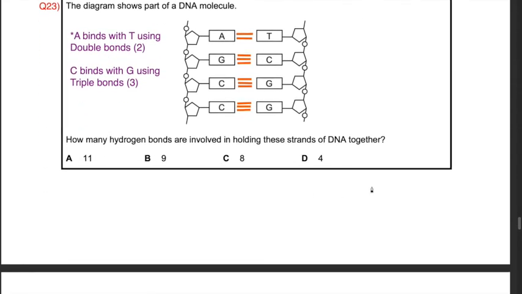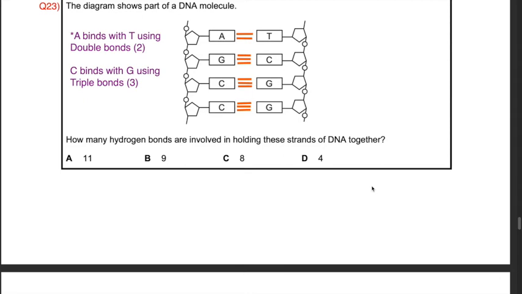Question 23. The diagram shows part of a DNA molecule. How many hydrogen bonds are involved in holding these strands of DNA together? Over here you have to apply the complementary base pairing rule, where A binds with T using double bonds, C binds with G using triple bonds. Remember that carefully. A binds with T using double bonds, that is 2 hydrogen bonds. C binds with G using triple bonds or 3 hydrogen bonds.